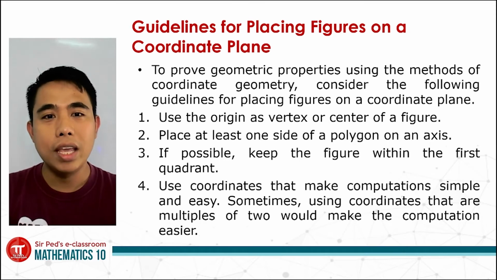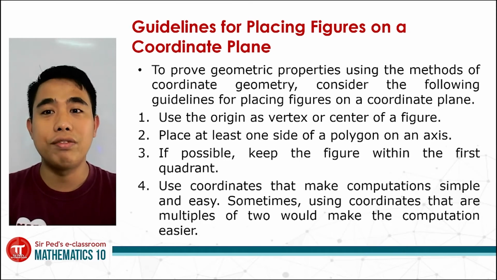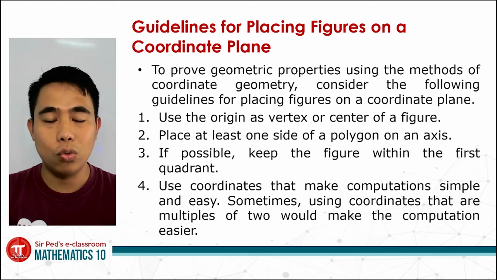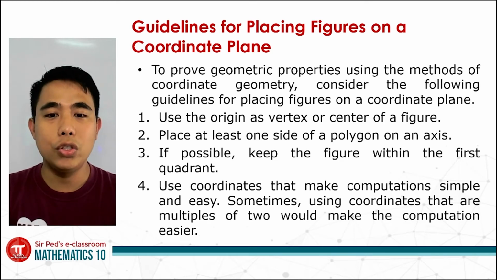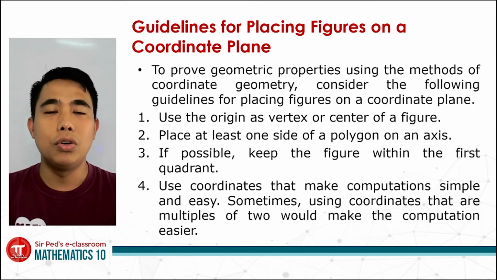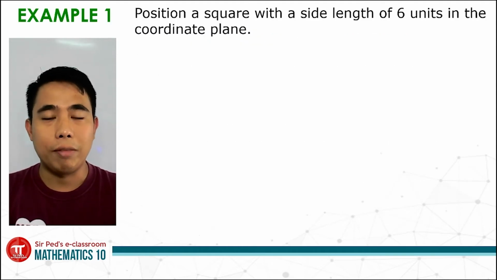So first, use the origin as a vertex or center of a figure. Second, place at least one side of a polygon on an axis. Third, if possible, keep the figure within the first quadrant. And fourth, use coordinates that make computation simple and easy. Sometimes using coordinates that are multiples of 2 would make the computation easier. So let's have an example on that.